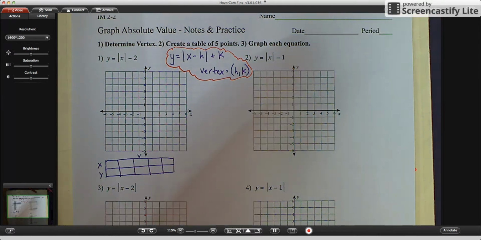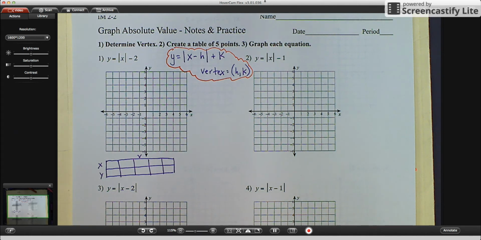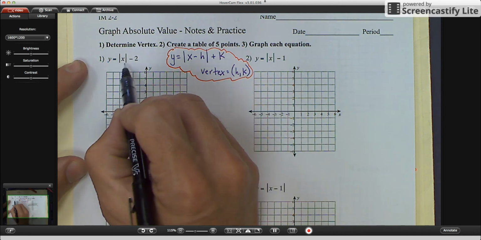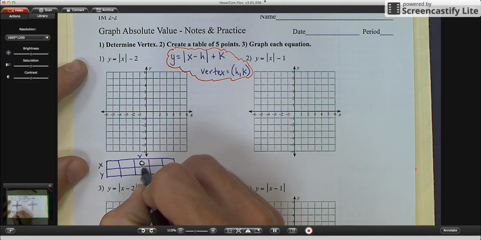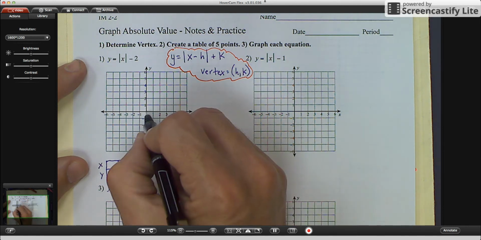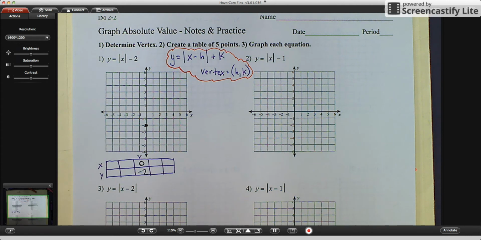The first example says y equals the absolute value of x minus 2. Well, to find our vertex first, it is h comma k. There is no value for h, so that would be a 0. And our k value is negative 2. So our vertex is 0, negative 2. It's a y-intercept on the y-axis.